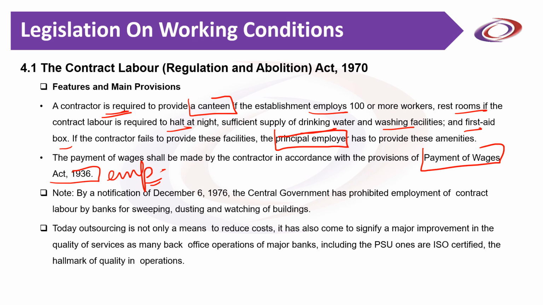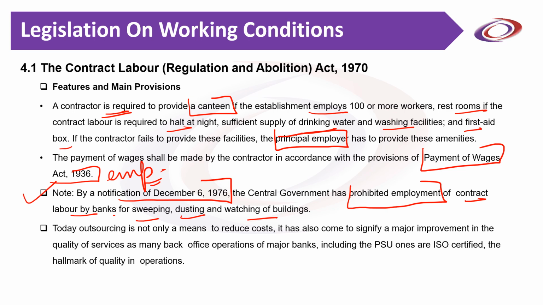If we talk about a notification of December 6, 1976, the central government has prohibited employment of contract labor by banks for sweeping, dusting and watching of buildings. So banks cannot employ contract labor for these purposes.